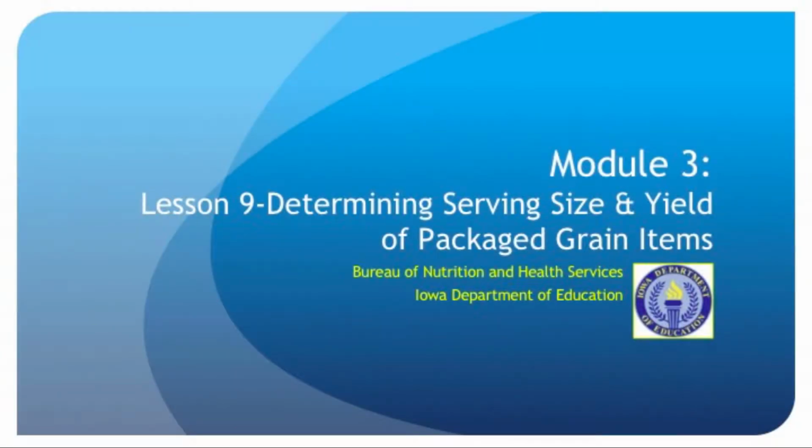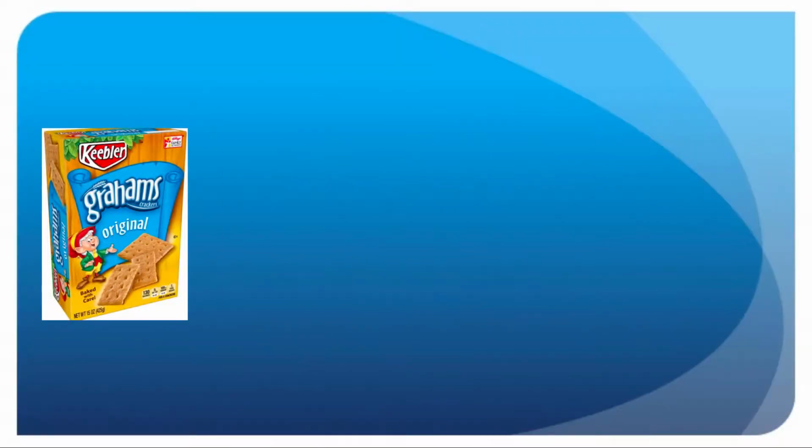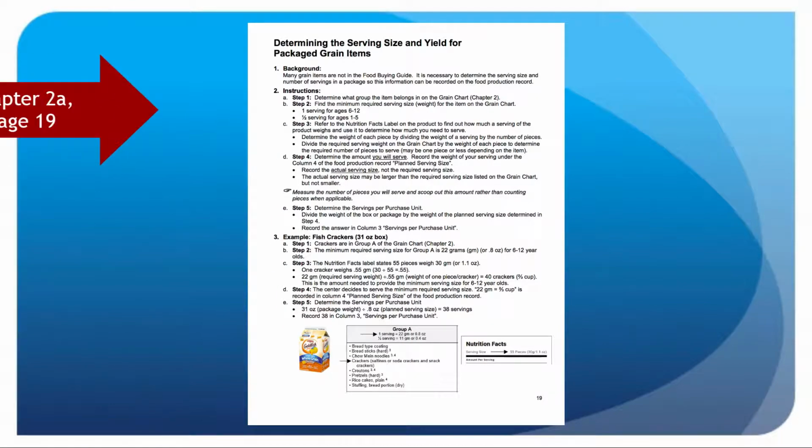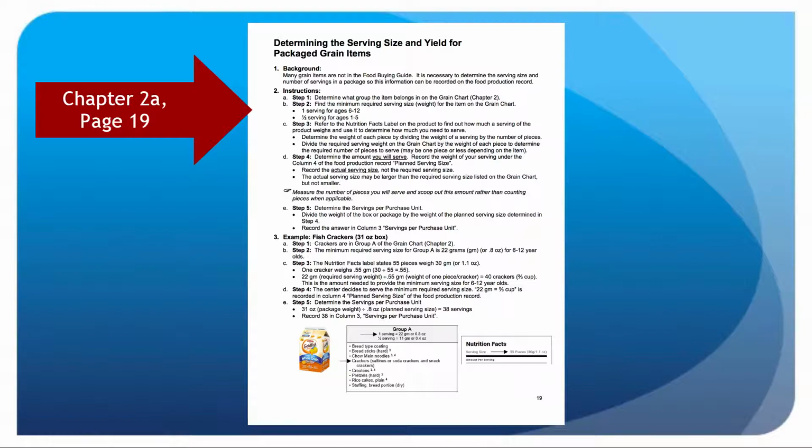Welcome to Module 3, Lesson 9. We will discuss how to determine the serving size and yield for packaged grain items, including but not limited to crackers, pretzels, breads, and muffins. The information can be found in Chapter 2A of the manual.